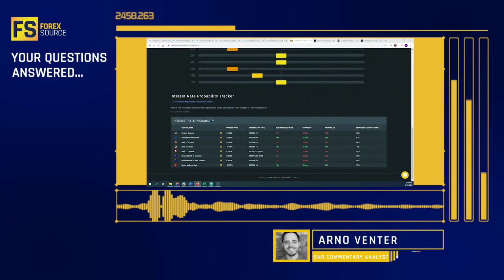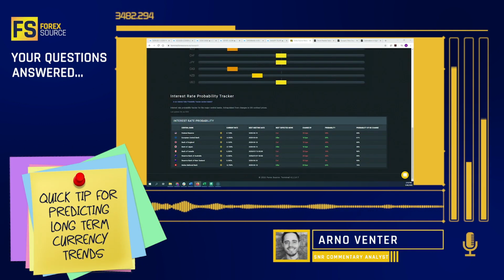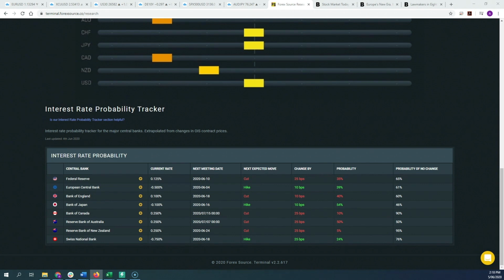We have a quick question here from a new subscriber asking how we can predict longer term currency trends, especially from a swing trading perspective. Now, the biggest and most influential way to predict, track, as well as trade longer term currency trends is definitely through something called central bank policy divergence.